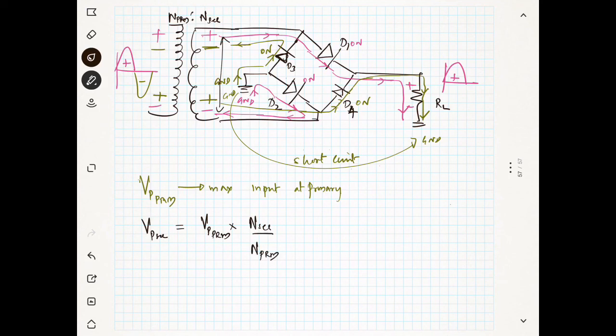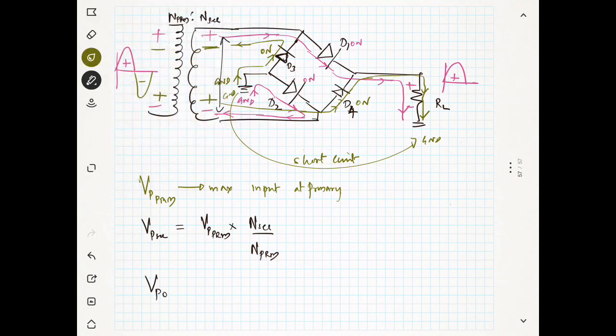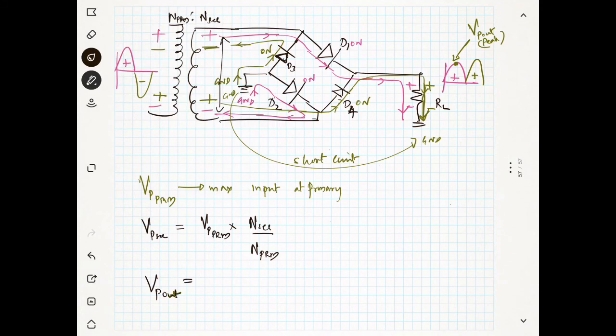Okay. Now you see here, what will be the maximum output? I told you during the negative half cycle also you are getting the same current direction, that is positive and negative, so you are getting the positive cycle again. So what is the maximum output? That means Vp out. P means peak or maximum. So what is Vp out?